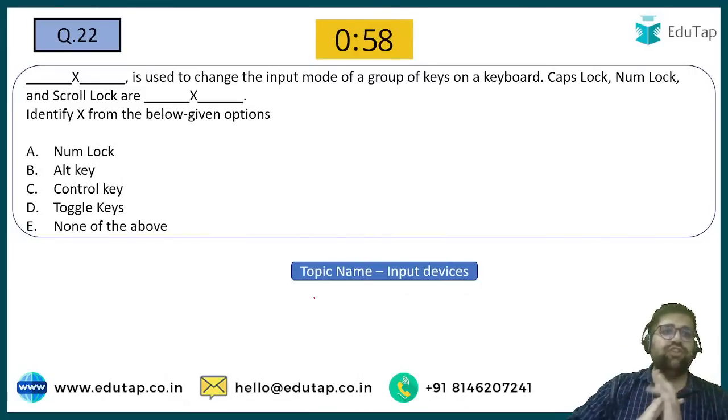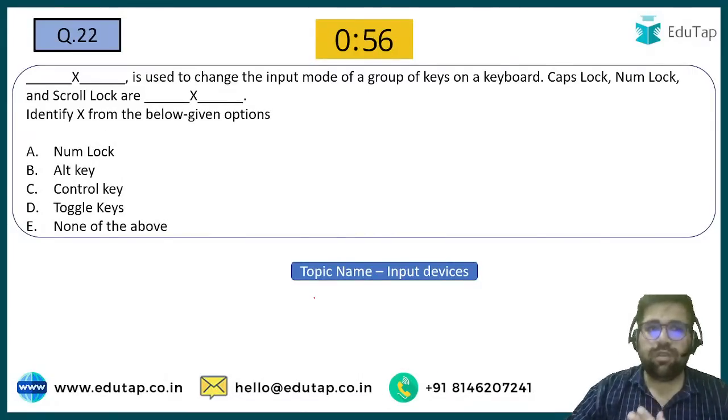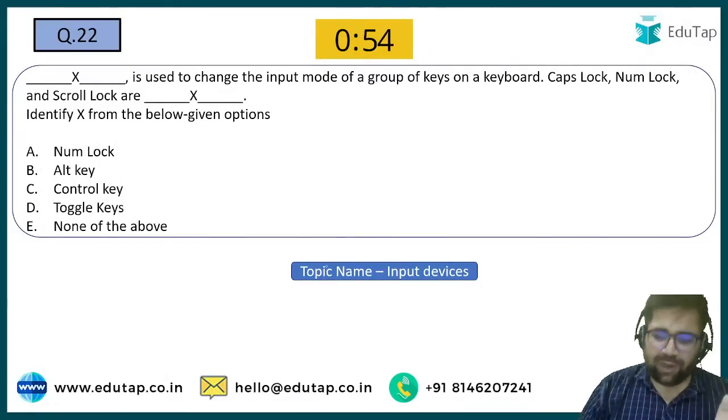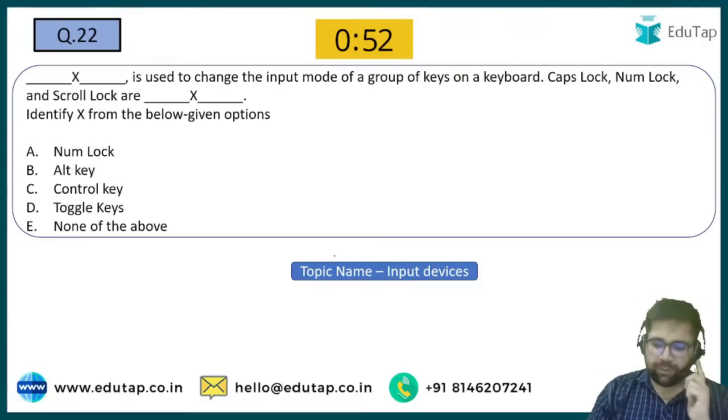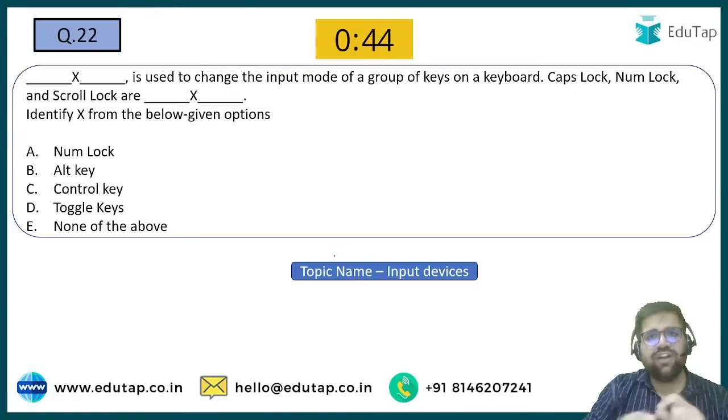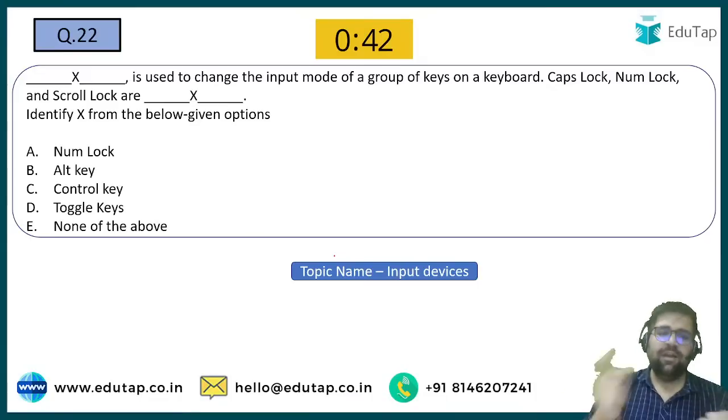Now let's start with question number 22. We have already discussed this, so I expect all right answers. And please let me know whether my voice is going good. No one has answered this. Toggle key, I have explained. A toggle key will change the function of the entire keyboard. As simple as that. Num lock, I would say caps lock, and scroll lock.